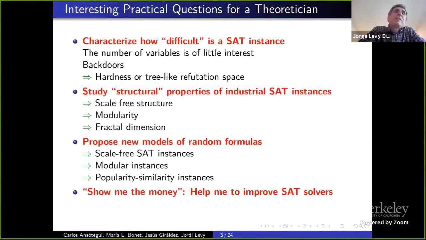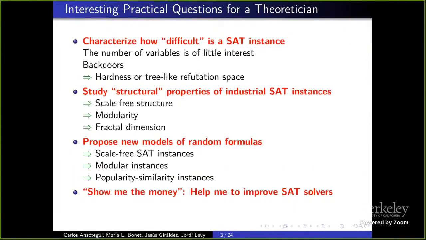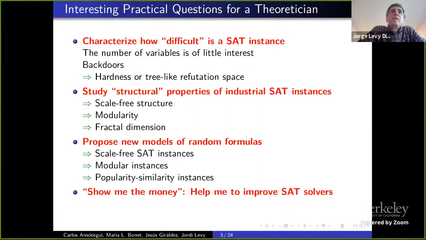One of the questions that we tried to answer was to characterize the difficulty of SAT instances, of industrial SAT instances, from a practical point of view. We know that one of these characterizations is the existence of backdoors. So there are sets of variables that, once instantiated, make the formula very easy. And this set of backdoor variables is quite reduced in practice. Here, I will describe another characterization that is called hardness or tree-like refutation space.